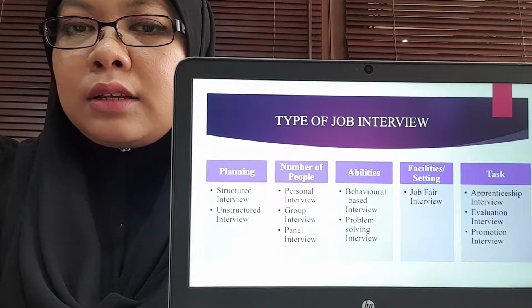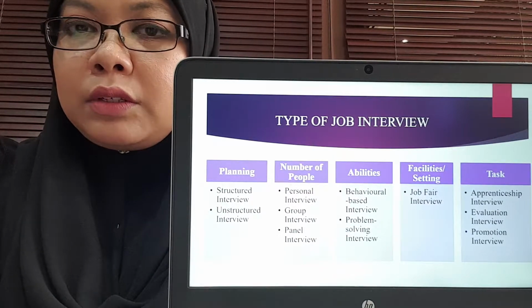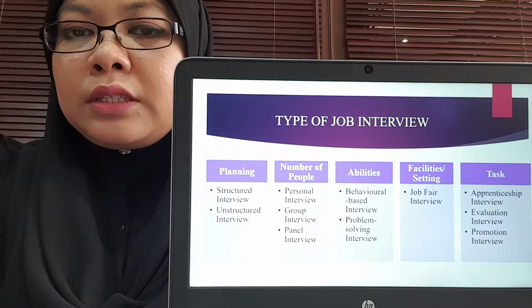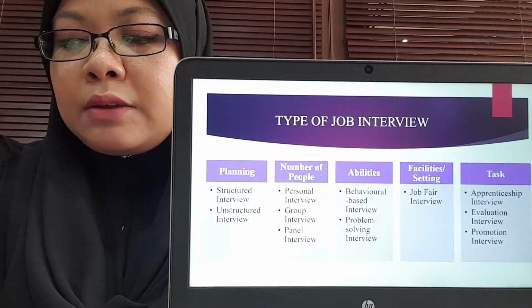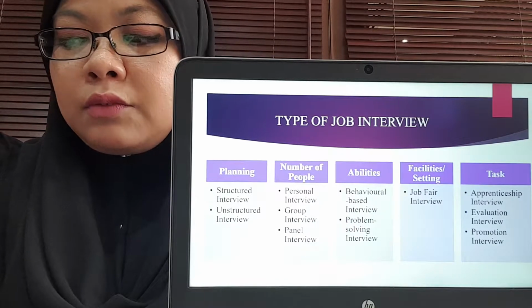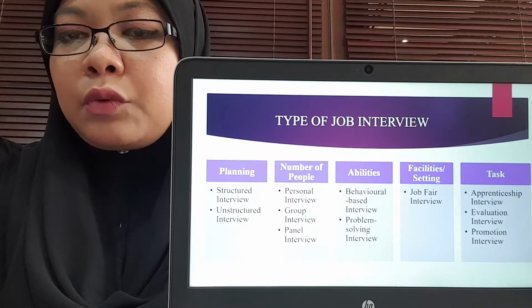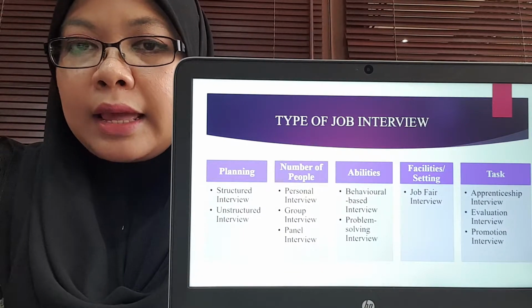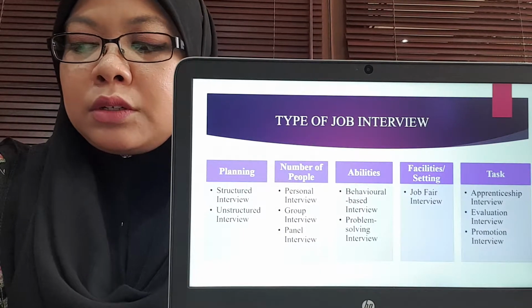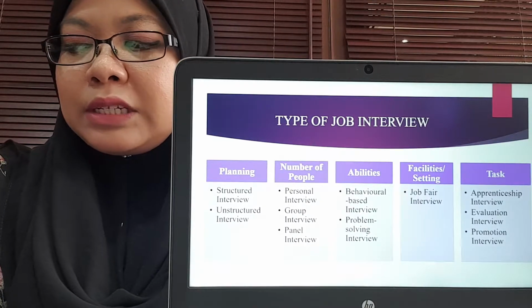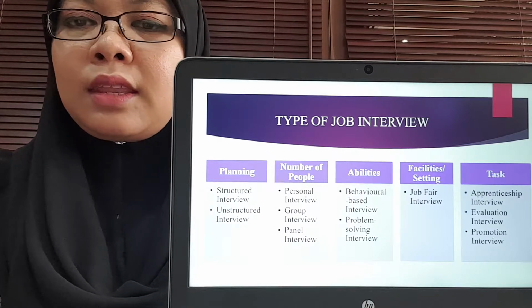For task type of interview, there is 3: apprentice, evaluation, and promotion. Apprenticeship is commonly found in training program in organization, whereas evaluation interview consists of fixed set of questionnaire to avoid bias in organization. And then promotion interview conduct to assist employee who seeks higher position in an organization.